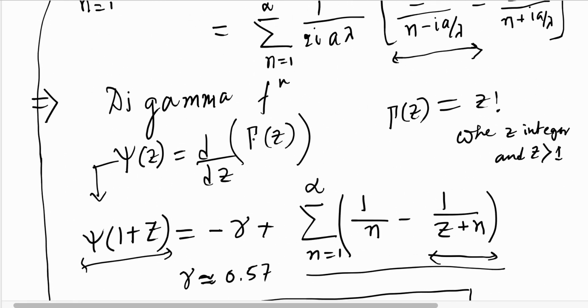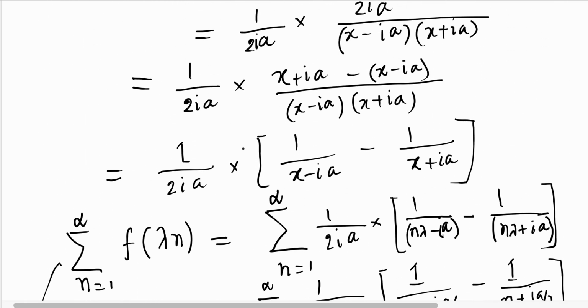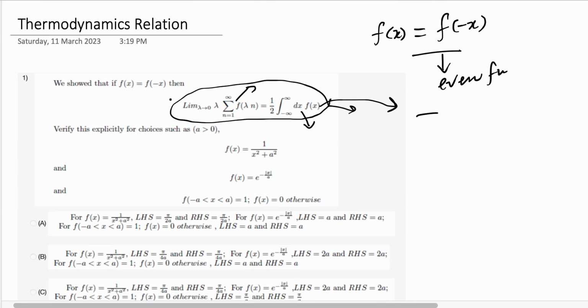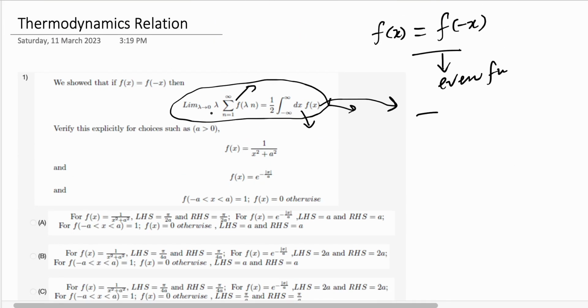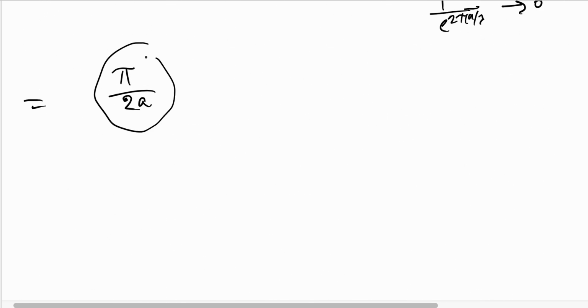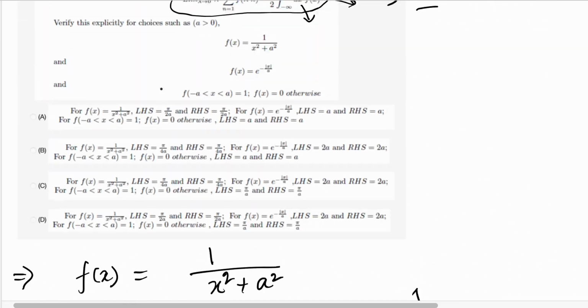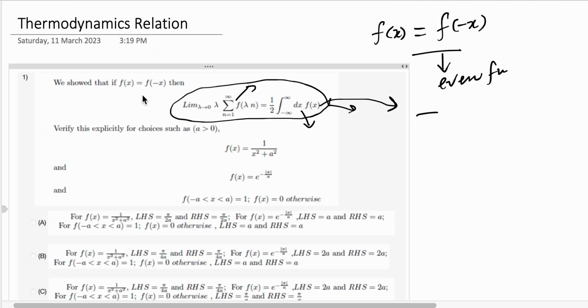So that means if I go by this route and calculate the series sum, limit lambda tends to 0, lambda times the sum n equal to 1 to infinity of f of lambda n is actually pi by 2a. Now we have done a tedious mathematical work, but extracted a very small result. Now the beauty of this formula, you can see from here.